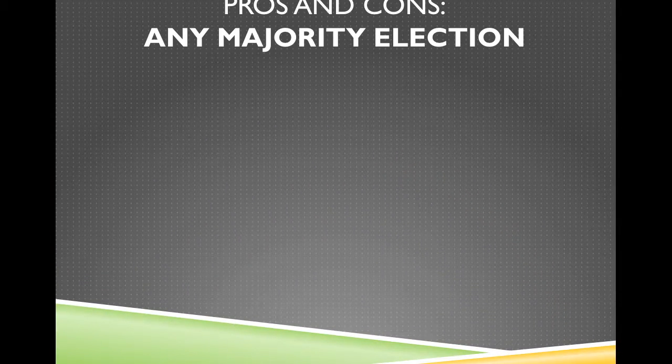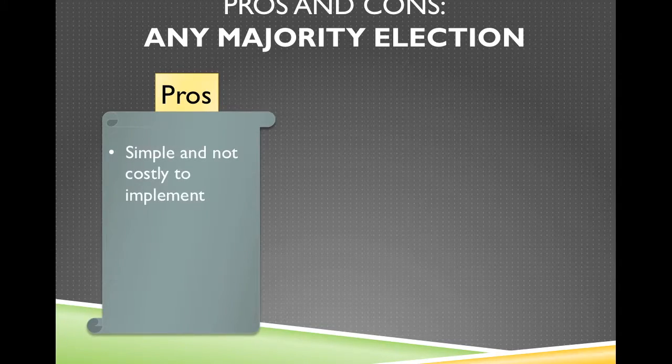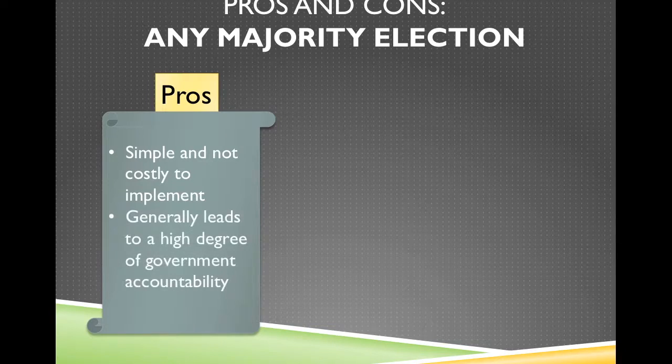Any majority election, because if we're talking about certain of the voting procedures that we've looked at, for example, elimination, you need to have a majority vote. So here are the pros for any majority election. It's simple and not costly to implement. And it generally leads to a high degree of government accountability, meaning they are a majority government. That means that they have the majority of the seats, which means they have the majority of the votes. And so, therefore, whatever happens, for lack of a better word, we can blame them for a lot of the things because it's a majority government in this case.